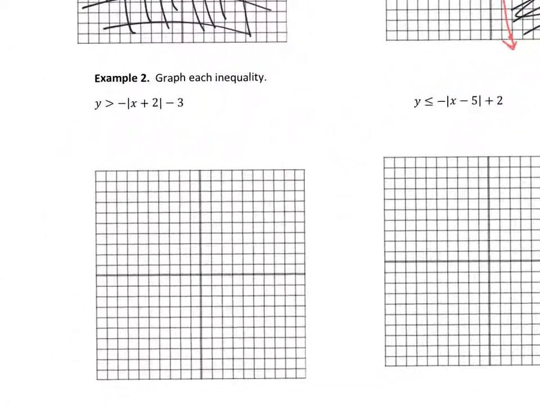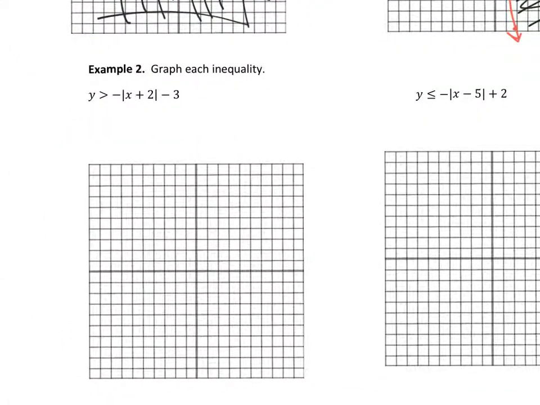Okay, graph each inequality. This time we have an absolute value. You can tell with this absolute value that it shifted left 2 and down 3. So the vertex is going to be at left 2, down 3. So I'm going to go left 2, down 3. And then it's opening down. The slope is negative 1, so it's going to go left 1, down 1, right 1, down 1. And it's going to be a dashed line. So this is my dashed line.